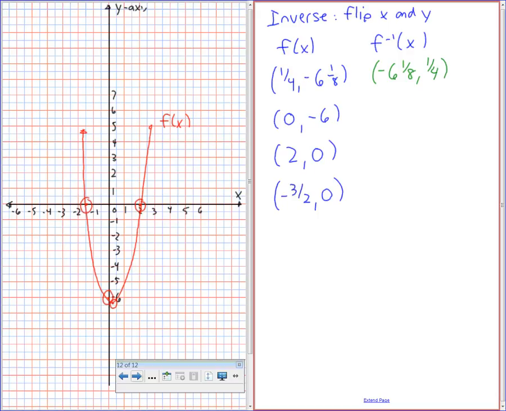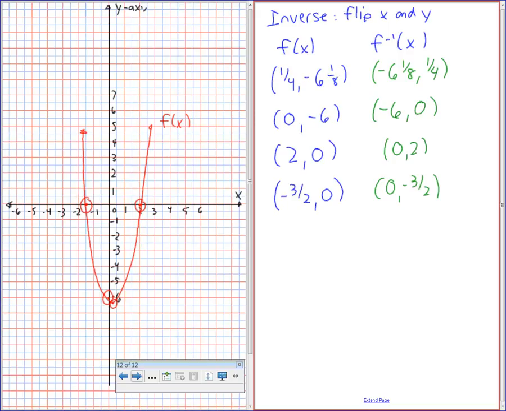Okay, so what does 0 and -6 flip to? Somebody else. Play along. 6, 0. Okay, well, -6 and 0. Right. 2 and 0 switch to what? 0 and 2. And this is 0 and -3/2. Okay, what shape should this make, the graph of the inverse? This is the sideways parabola. Okay, so this is the sideways parabola we dealt with.